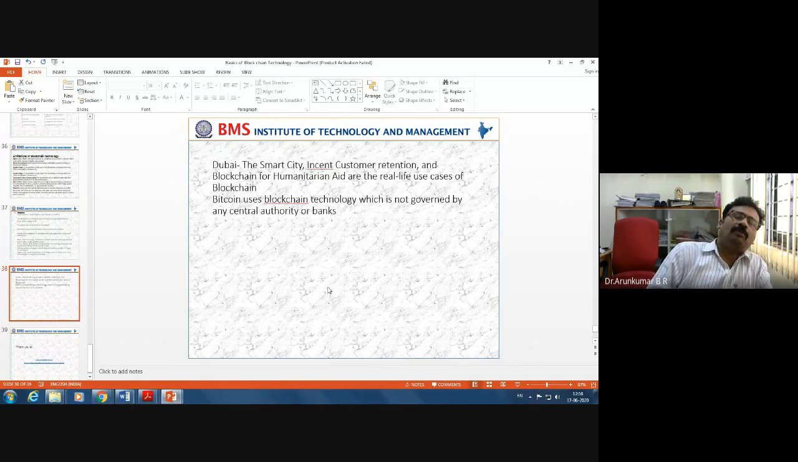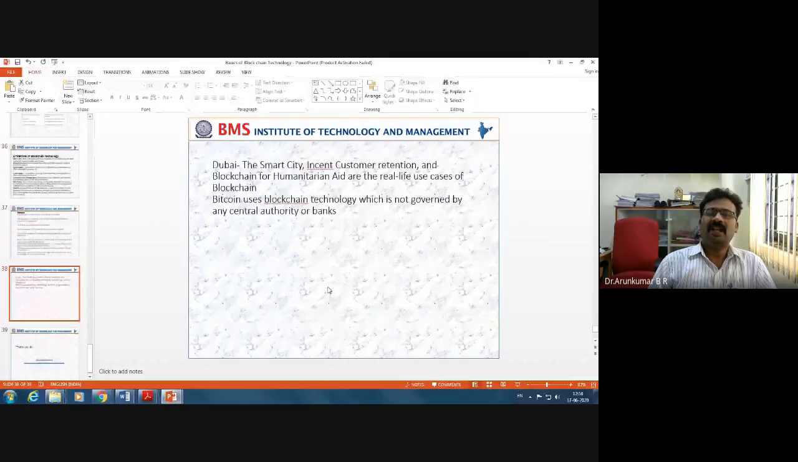We have many use cases of blockchain technology. In the real estate, it can be used. In the smart contracts, it can be used. In the land registration system, it can be used. We studied the Dubai smart city case of 2016. Instant customer retention system uses the blockchain. Blockchain for humanitarian aid, as some of the real life use cases of the blockchain.